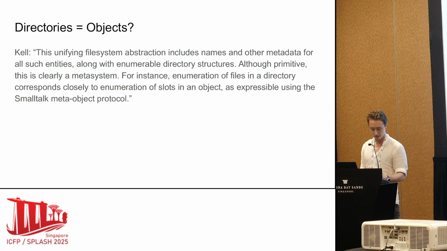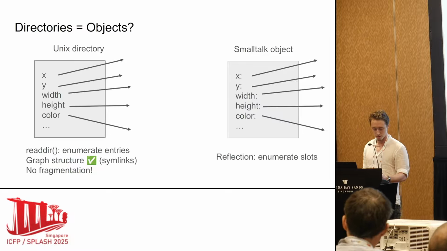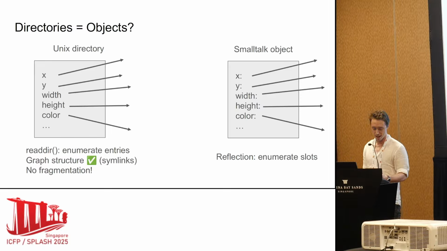And this is also echoed by Stephen Kell. He says, this unifying abstraction includes names and other metadata for all such entities, along with innumerable directory structures. Although primitive, this is clearly a metasystem. For instance, enumeration of files in a directory corresponds closely to enumeration of slots in an object, as expressible using the meta-object protocol. So if we're looking for similar structures in Unix and Smalltalk, then it certainly seems like directories are closer to objects than regular files. Both systems provide this dictionary structure mapping names to other basic units of state. And of course, in Unix, symlinks just let us generalize the tree structure to a graph if we so desire.